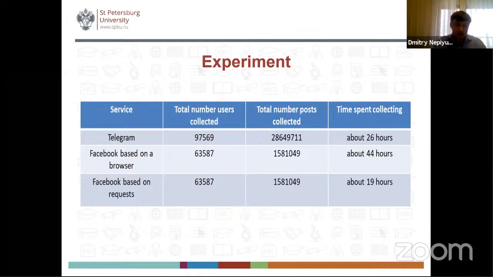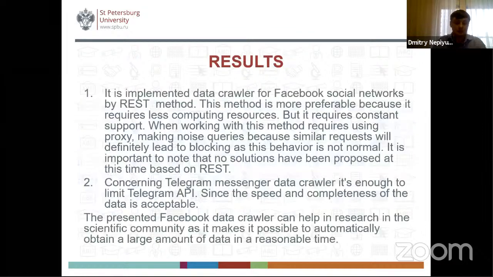As a result, a data crawler for Facebook based on REST was implemented. This method requires fewer computing resources, but its development is highly complex and it is harder to maintain. It is necessary to use proxies, noise requests, and configure the courtesy of the data crawler. What about the Telegram data crawler? It's enough to use the Telegram API, since the speed and completeness of the data are sufficient.